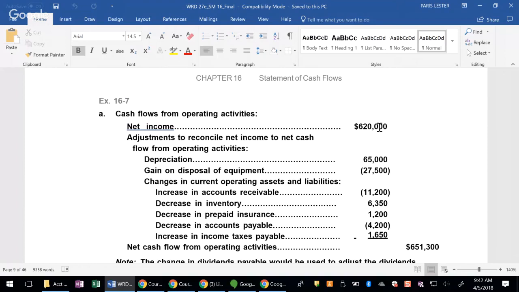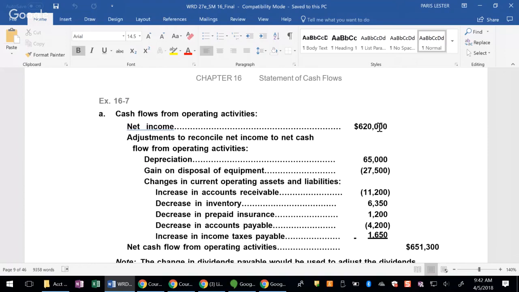Okay? All right, increase in accounts receivable, people borrowing our money. We bought inventory. We sold inventory, that's a plus. We used some of our prepaid, that's a plus. Decrease in accounts payable, paid our bills, a minus. We owe IRS or somebody, so that's a plus.